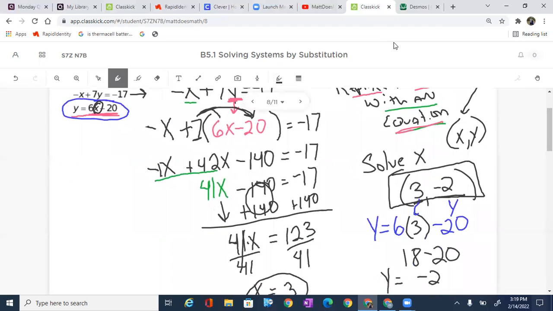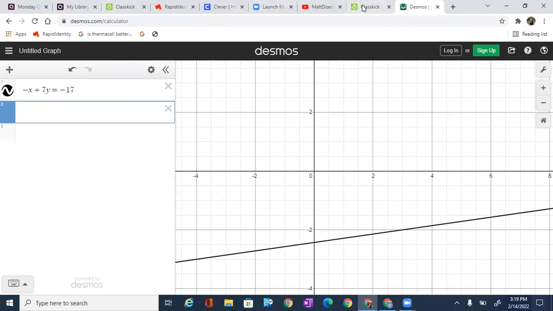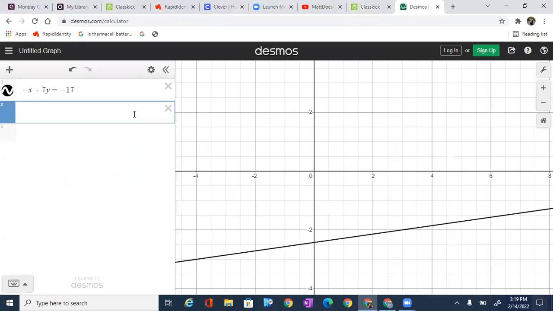So what are we going to do? By God, we're going to go to Desmos. We're going to check out exactly what our work is, because there's no point in doing beautiful work and not making sure it's right. So I'm going to go ahead and put in -x plus 7y equals -17. In cell number 2, I'm going to put the next equation, which is y equals 6x minus 20. And we're going to look for that point of intersection because that's what we're looking for.